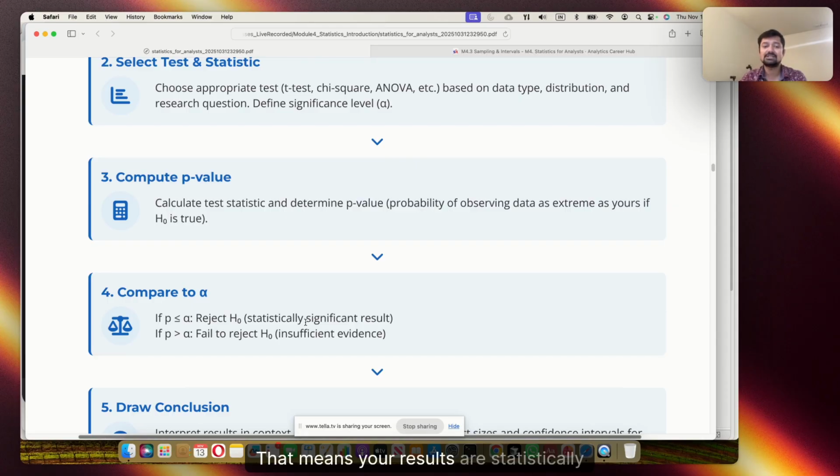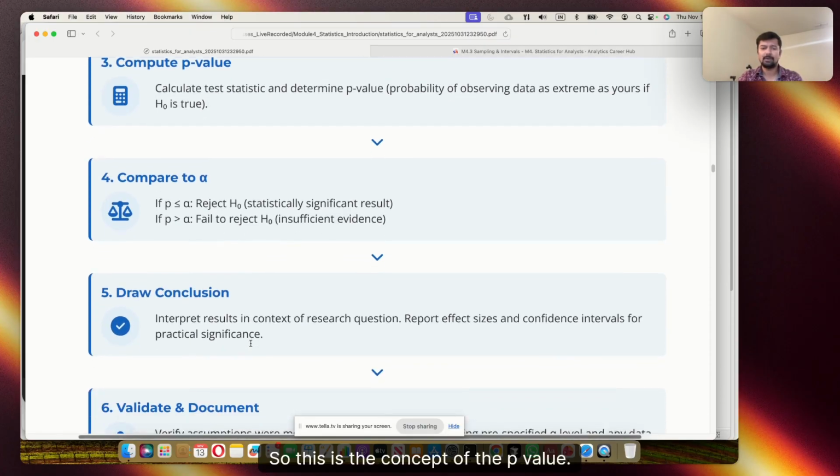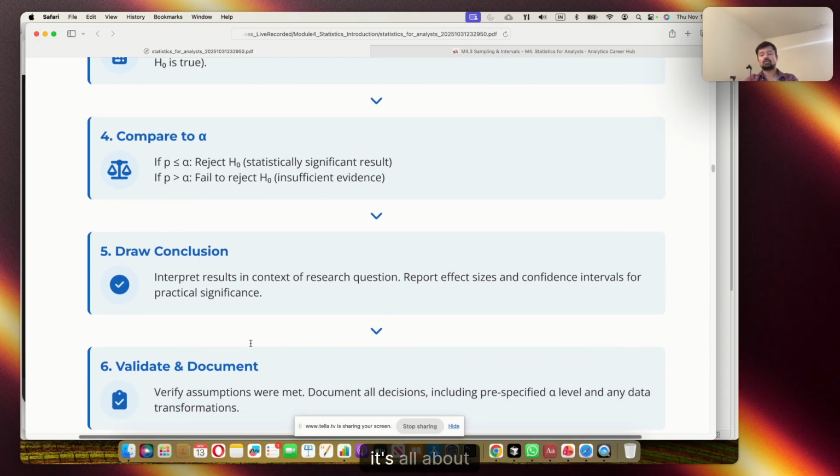That means your results are statistically significant. When your p-value is greater than alpha, then you fail to reject the null hypothesis. That means whatever evidence you are collecting, whatever statistical test you have done, is not significant enough to reject the null hypothesis. So this is the concept of the p-value in total. It's all about rejecting or accepting the null hypothesis. You draw a conclusion on the basis of interpretation of the results based on the research questions.